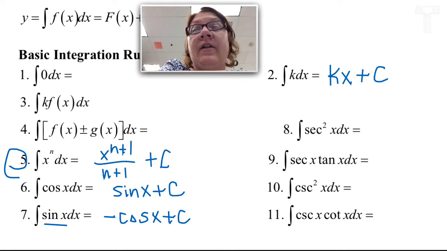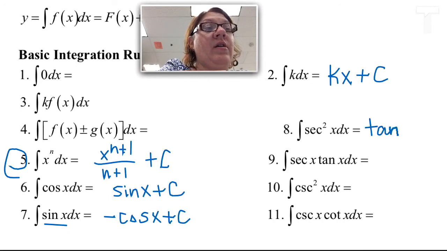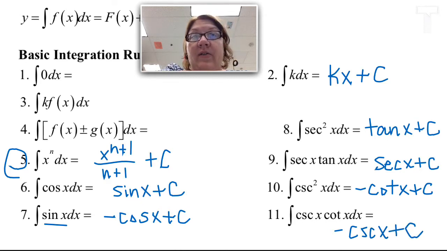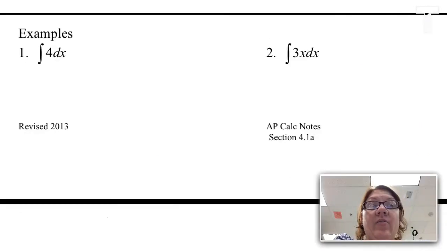If I take the antiderivative of secant squared, of course that's going to be tangent, because the derivative of tangent is secant squared. I bet you'll figure out the rest of these. If I do the secant tangent, oh, that's the secant version. If I do cosecant squared, that's negative cotangent. And if I do the combo, then that's negative cosecant. And there's my list. So let's try a couple.